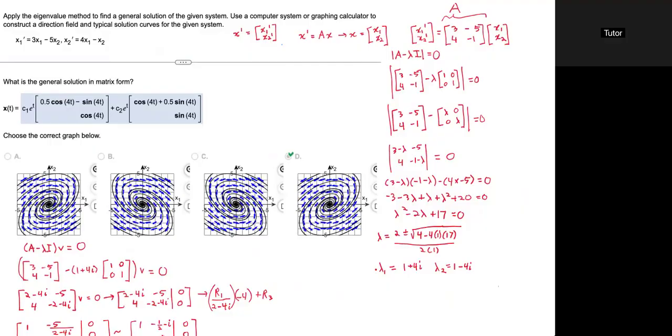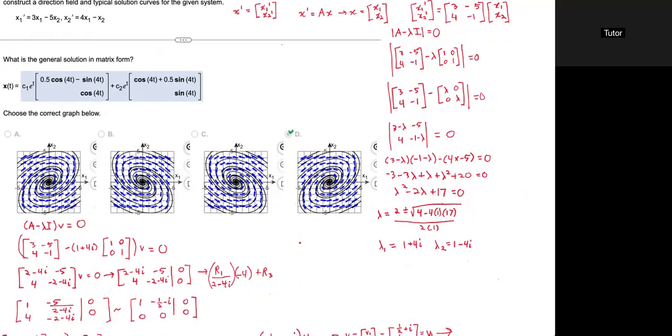Before using any graphing software, I'm first going to mention how we can approximate what the graph will look like just by using these eigenvalues. So these eigenvalues are basically complex conjugates. So the eigenvalues lambda 1 and 2 are equal to 1 plus or minus 4i. So they are complex conjugates.